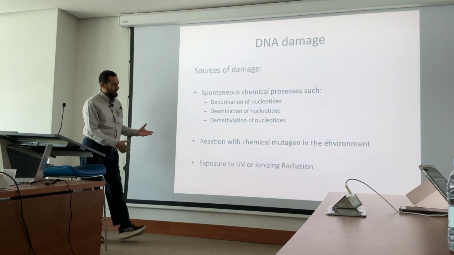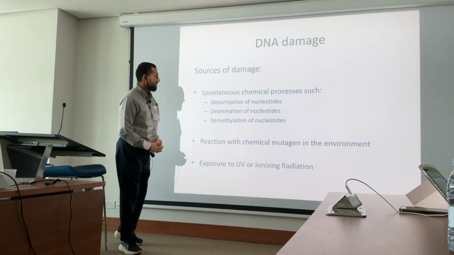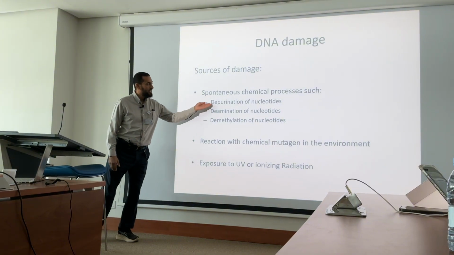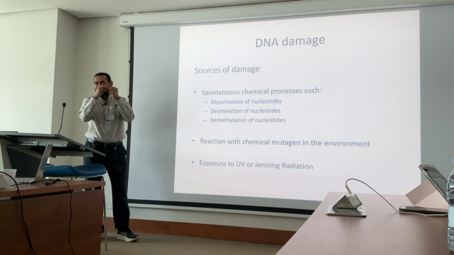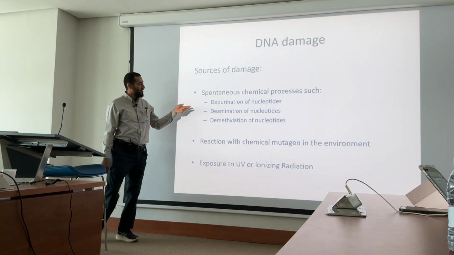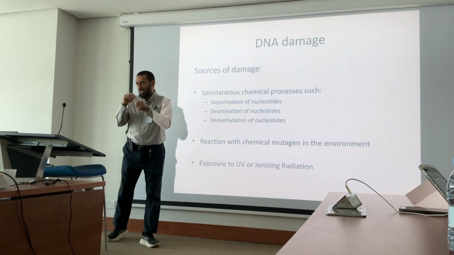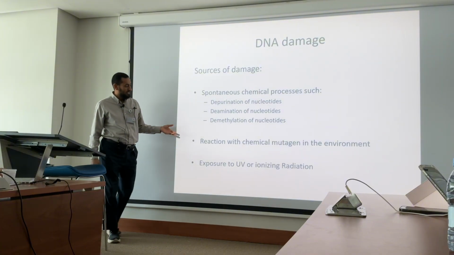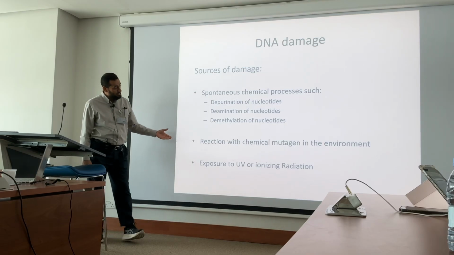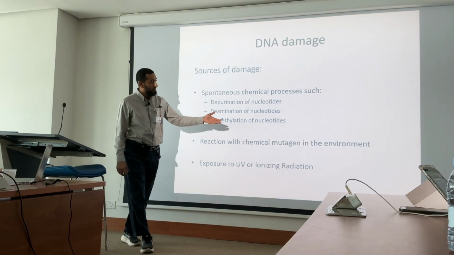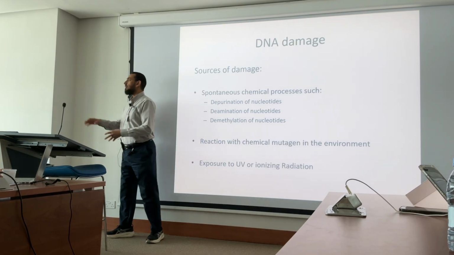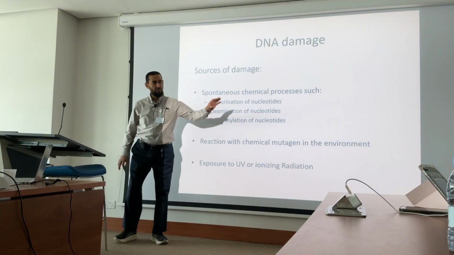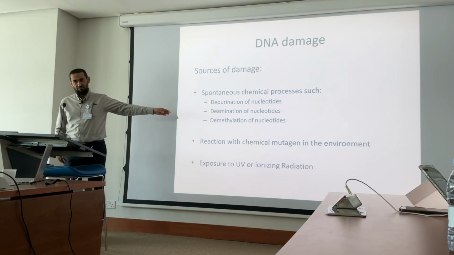Sources of damage that need to be repaired. We have either depurination of nucleotides, so the purine base will be removed, or deamination of nucleotide, the nitrogen group will be lost, or demethylation of the nucleotide. Sometimes it's a reaction with chemical mutagens in the environment. This is why we say, oh, this material is carcinogenic. Don't touch this. Don't inhale this, because they affect our DNA.